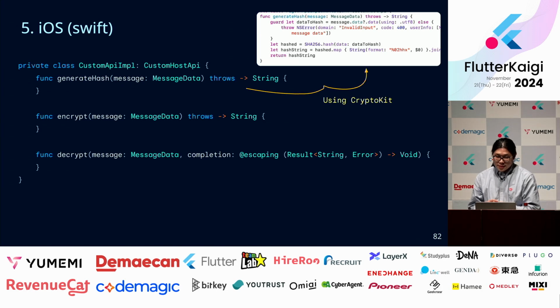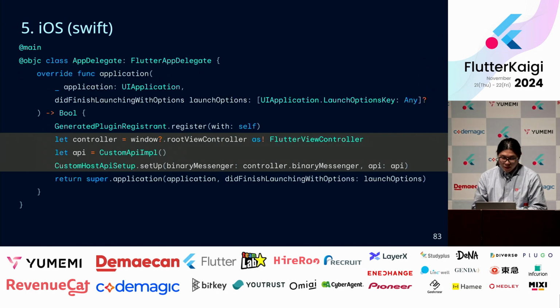For iOS, create a class that also inherits from the custom host API and implement the detailed functionalities for each method. I use CryptoKit for the implementation. We also need to handle the setUp method for iOS in the same way. This is necessary so that we can properly call the method from Flutter.